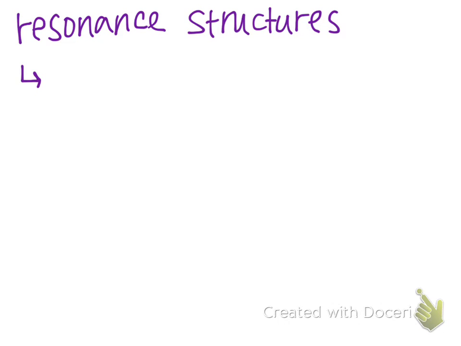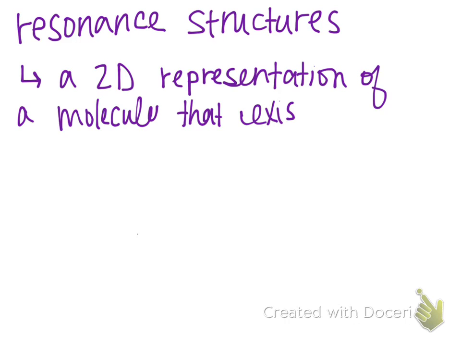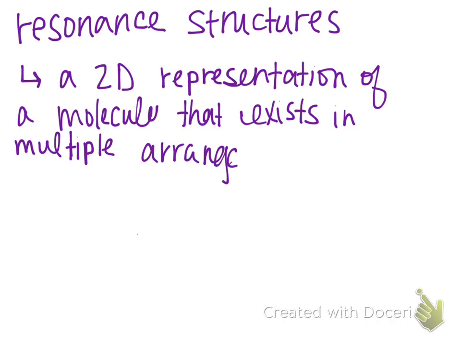Okay, so resonance structures are a 2D representation of a molecule that exists in multiple states or multiple arrangements, I'll say that. And that's not necessarily your book definition, that's just kind of my definition. Okay, multiple arrangements. Okay, and so it's a Lewis structure, but taking it a step further.